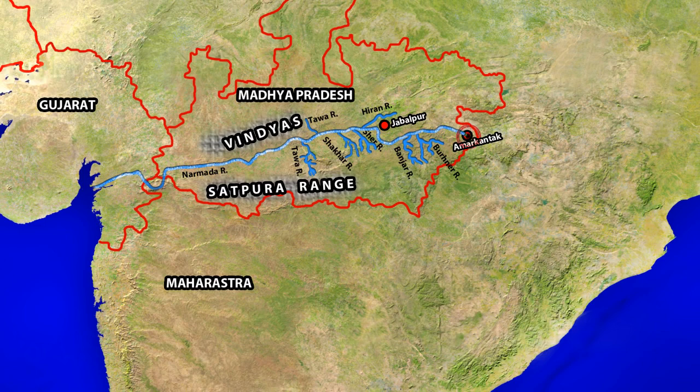It is joined by the left bank tributaries such as Burner, Banjar, Shar, Shakar, and Tawa rivers, and the right bank tributaries include Hiran, Orsang, Barna, and the Kolar rivers. It enters the Narmada Valley between the Vindhyas and Satpura ranges and pursues a westerly course. It flows through the states of Madhya Pradesh, Maharashtra, and Gujarat before draining into the Arabian Sea.